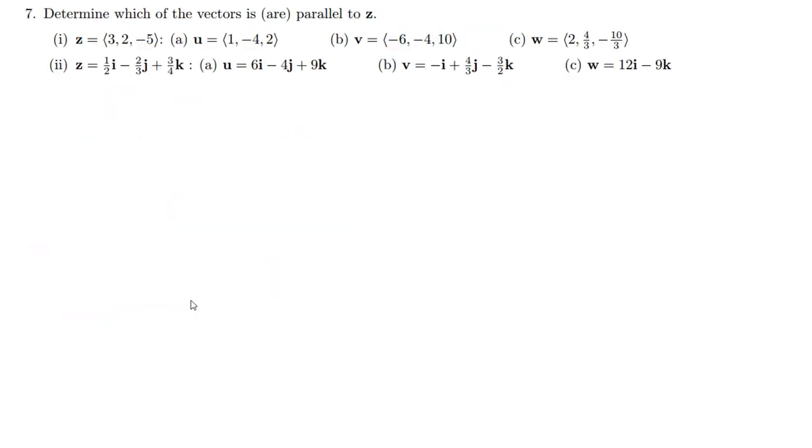So this other question says determine which of the vectors is parallel to z. For two vectors to be said to be parallel, if vector A is parallel to vector B, it means that A is equal to K times B. So this K is just a scalar multiple of B.